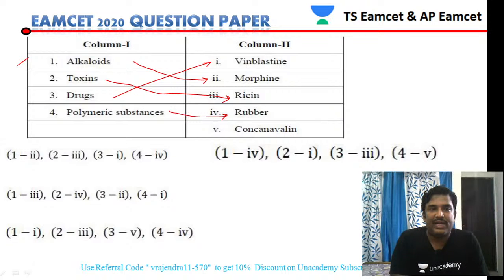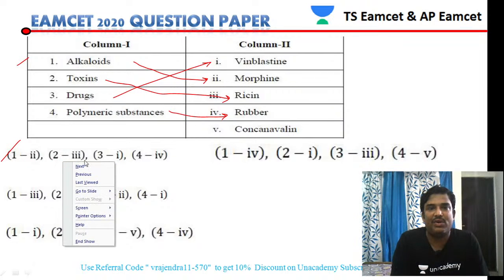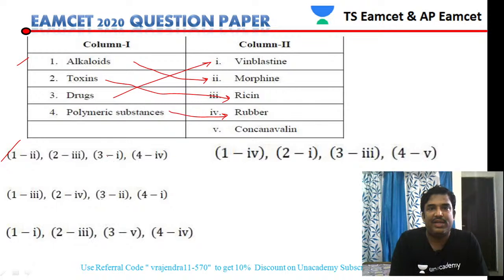So let us see this question. 1 is 2, then 2 is 3. No doubt it is correct. 3 is 1, vinblastine. 4 is 4. So this will be our answer.